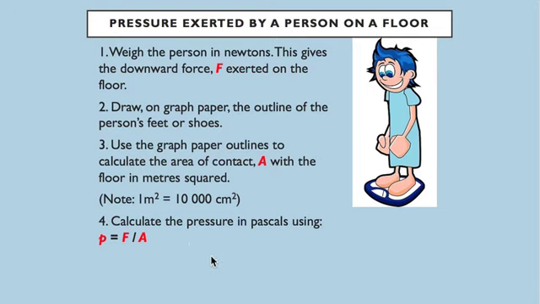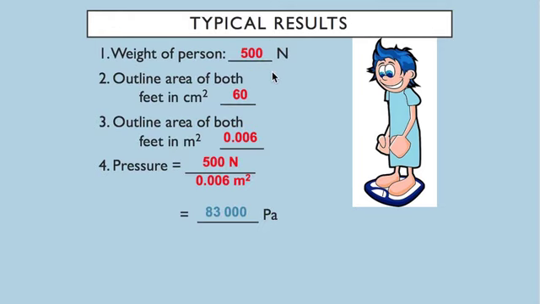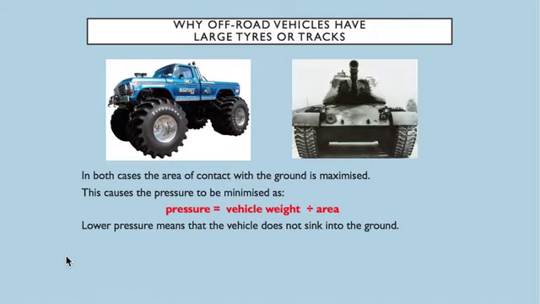And the kind of results you might get might look like this. Let's say the person that did this was 50 kilograms, so they're about 500 newtons. And when they drew around their feet, there was 60 centimeters squared, which is 0.006 meters squared. So the pressure is force divided by the area, 500 divided by 0.006. So they would have a pressure of 83,000 pascals. So you could see if you did this, if you got a similar kind of result.